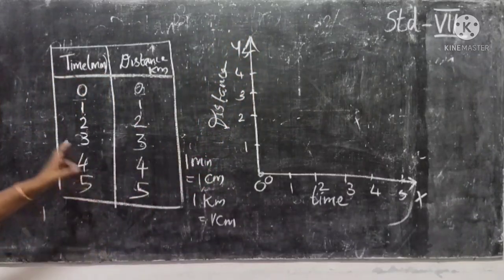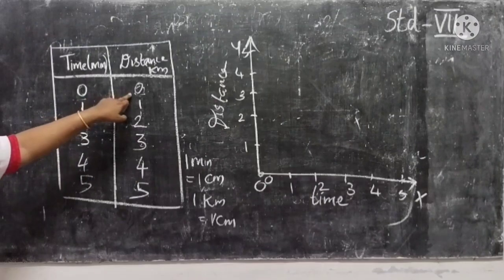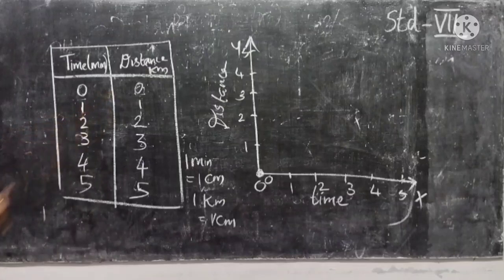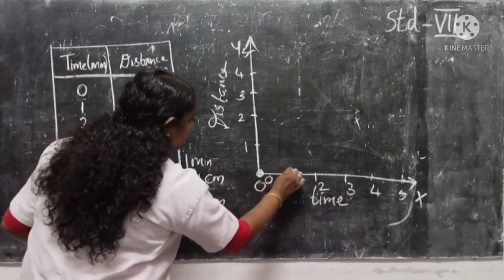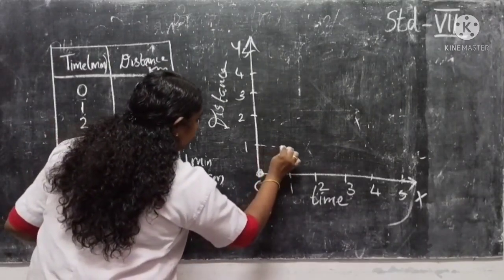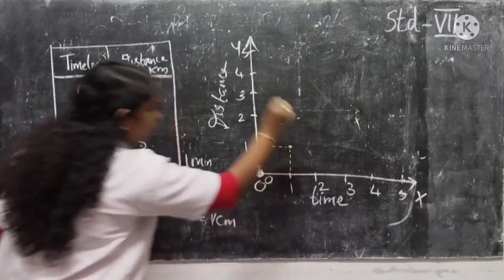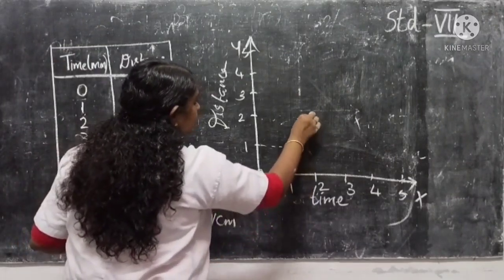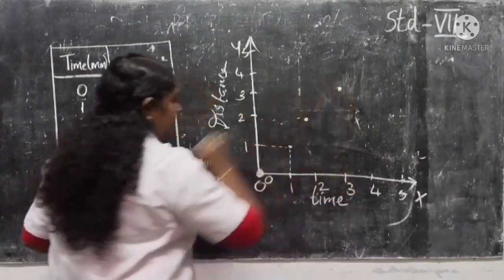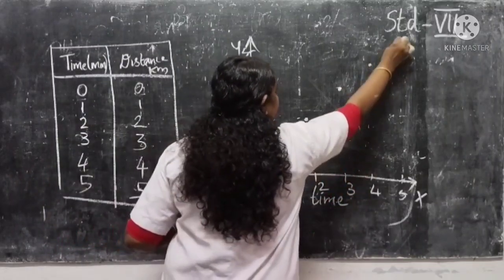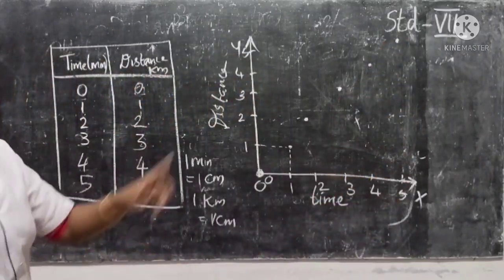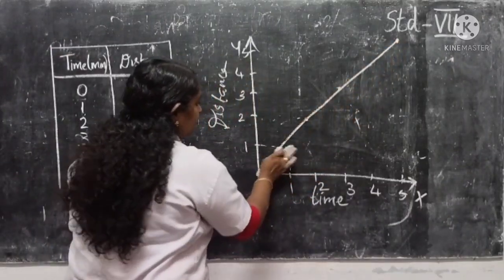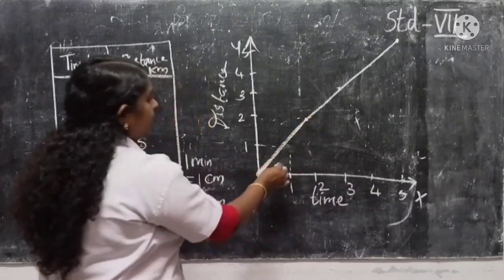Then mark the points according to the table. For 0 minutes it is 0 kilometers, so the point is here. Then for 1 minute it is 1 kilometer. Next is 2 minutes 2 kilometers, 3 minutes 3 kilometers, 4 minutes 4 kilometers and 5 minutes 5 kilometers. After marking the points, join these points by a line.